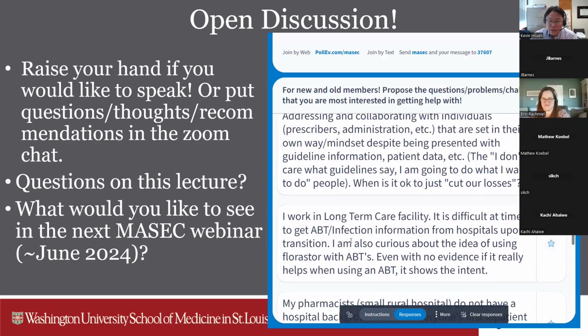Another question: in long-term care facilities, it's difficult at times to get antibiotic or infection information when patients transition from hospitals. Also, there's curiosity about the idea of using Florastor with antimicrobials, though the evidence isn't showing anything. I have training in quality improvement and patient safety. The transition of care between long-term care facilities and hospitals, both ways, is fantastically fraught.